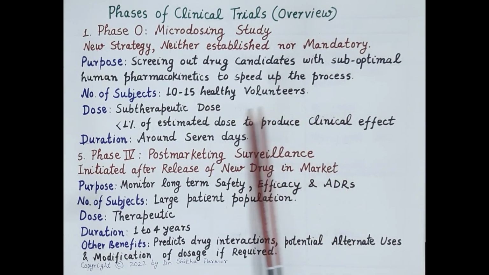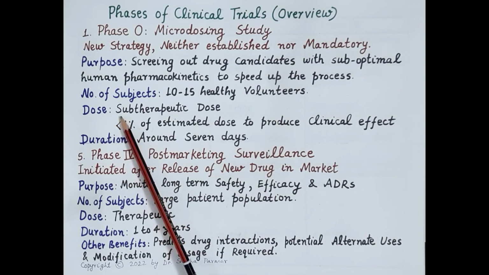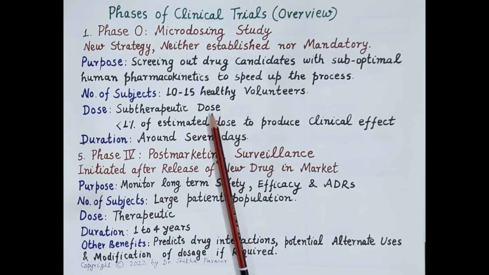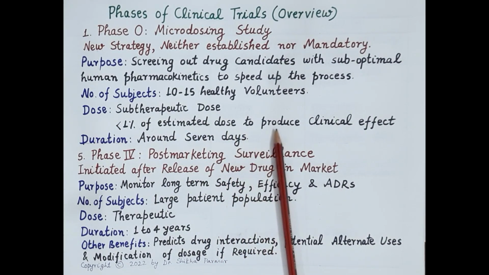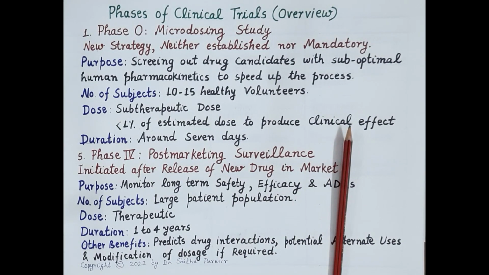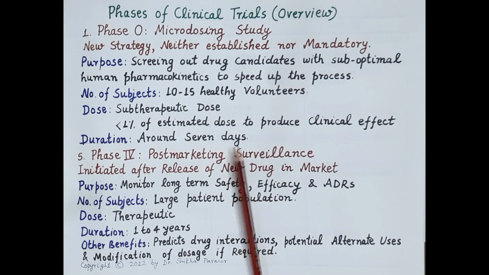Now, phase 0 studies are carried out in 10 to 50 healthy volunteers. Now, dose and design of the phase 0 clinical trials: subtherapeutic doses, less than 1% of the estimated dose to produce the clinical effect, are administered to human volunteers and pharmacokinetic parameters are evaluated. Now, duration of the trial is around 7 days.